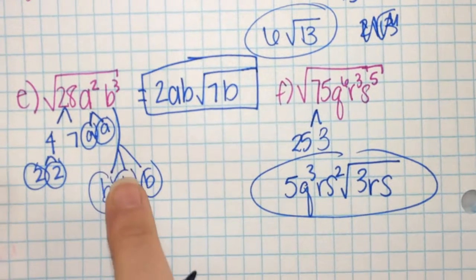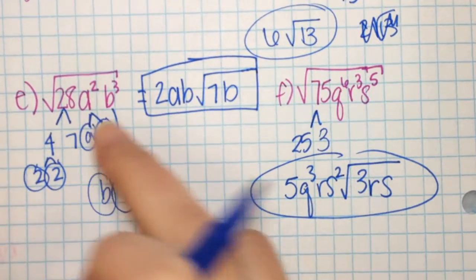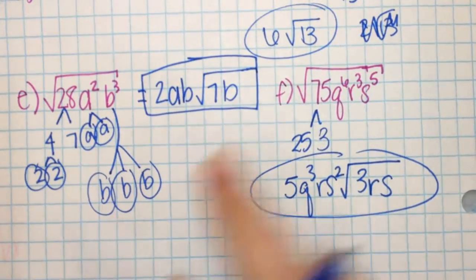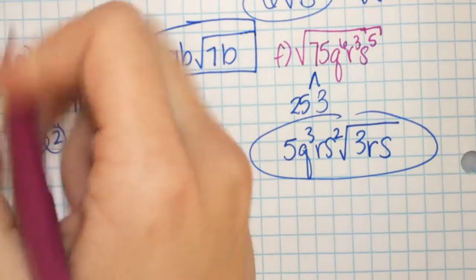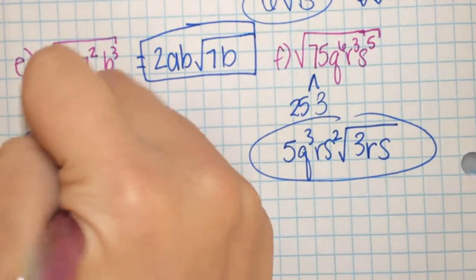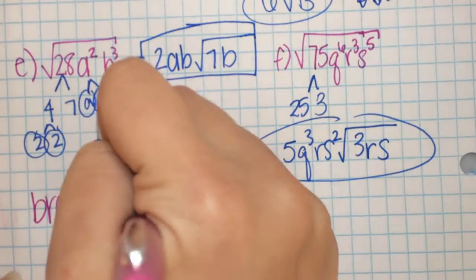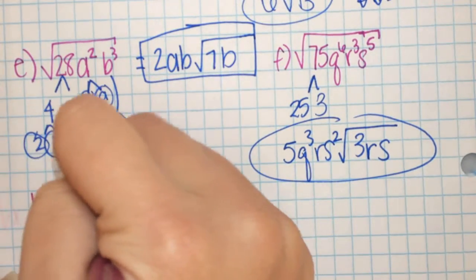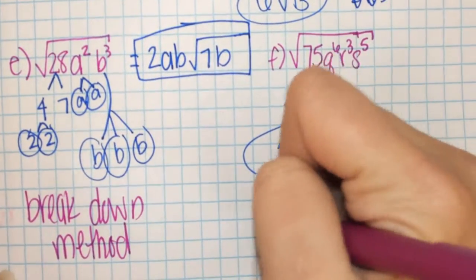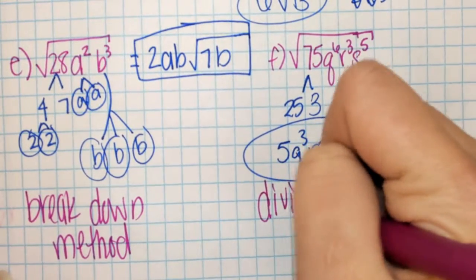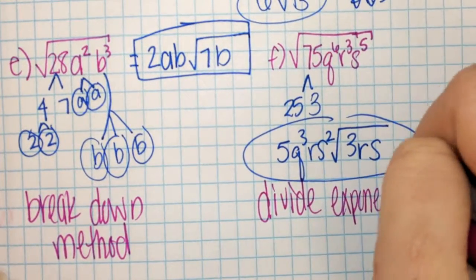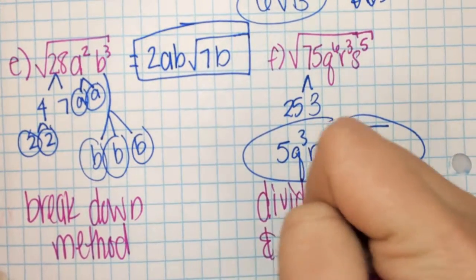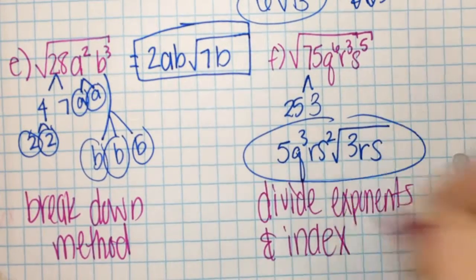So you can either break down your A's and B's or any of your variables step by step, or you can divide. So let's make a note that says this is the breakdown method. This is the divide method. Divide exponents and index.